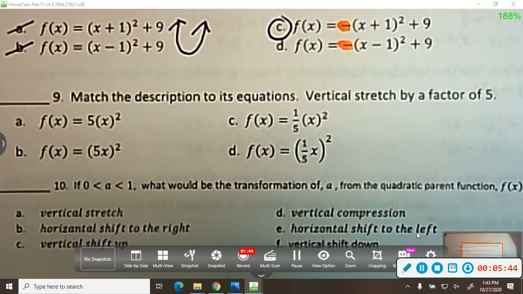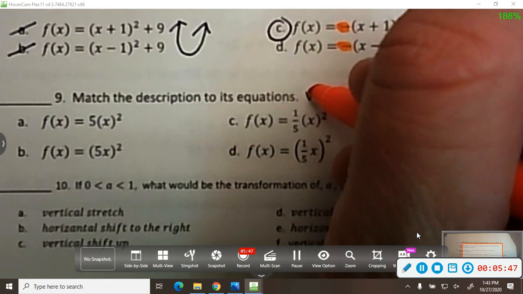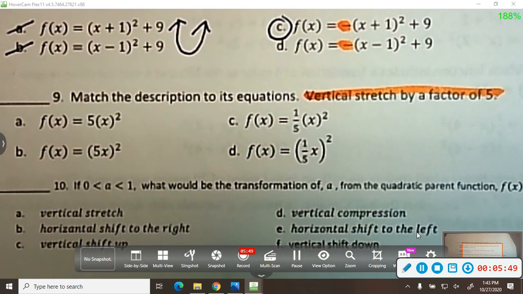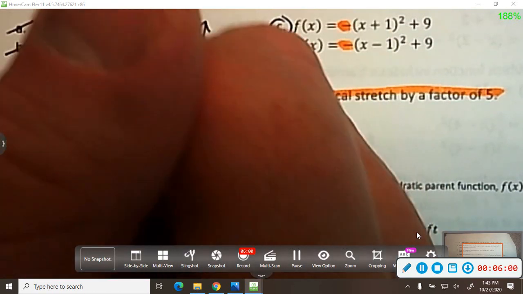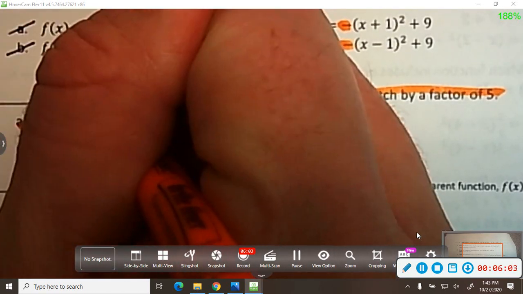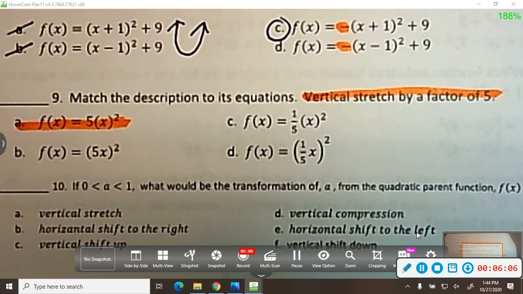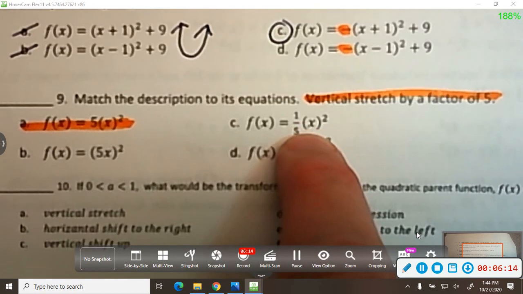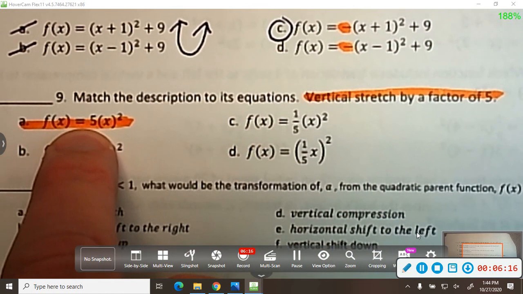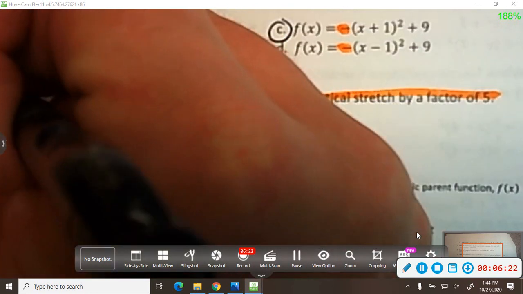Okay, on question 9, they would like a vertical stretch by a factor of 5. Remember, to be a vertical stretch, that would be a number that is bigger than 1. So they want a vertical stretch by a factor of 5. That would be this one. Now, had it said a vertical compression by a factor of 5, you would have chosen C. Okay, so this will make it wider, this will make it stretchier. So I'd say the answer for number 9 is A.